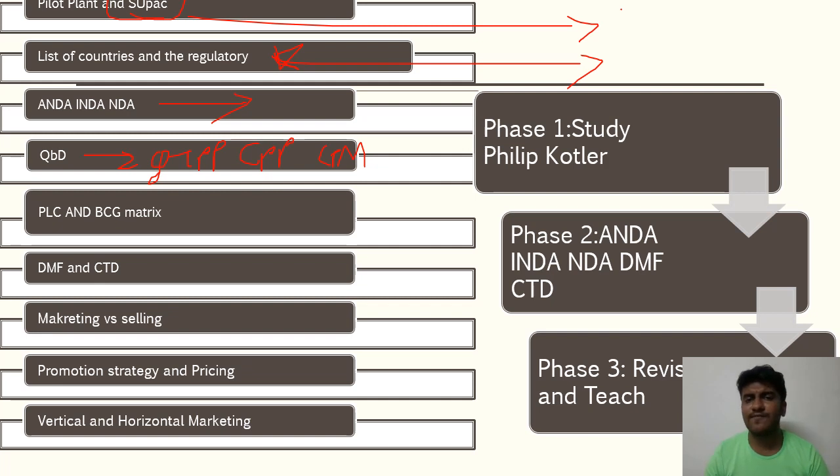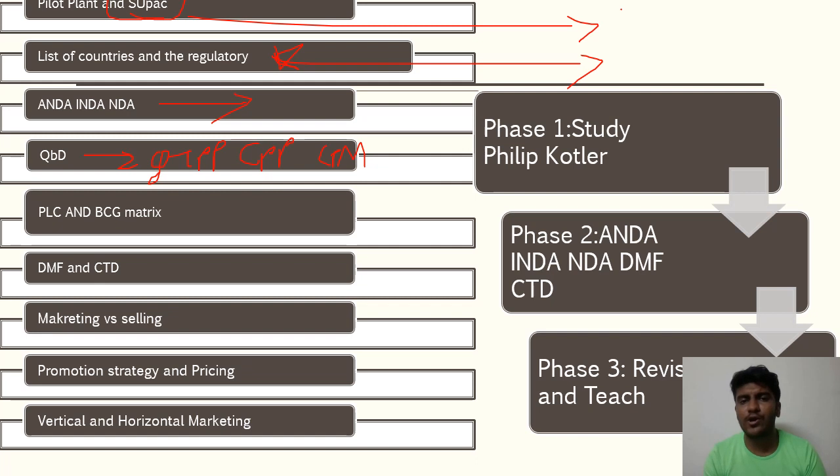Next up we have DMF and CTD. CTD is the common technical document according to the M4 guidelines of the ICH, and DMF is the drug master file. There are four parts. Parts 3 and 4 are very important because part 3 stands for packaging. Then we have parts 2 and 1 for excipients and pharmaceutical manufacturing plants. So there are different parts that define different terminologies in DMF.